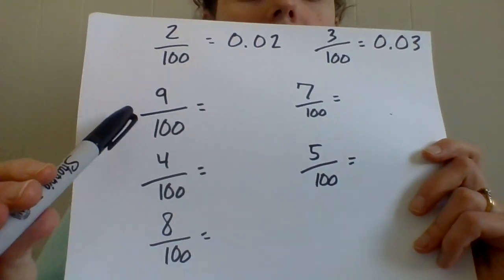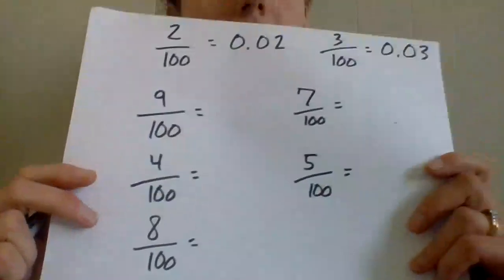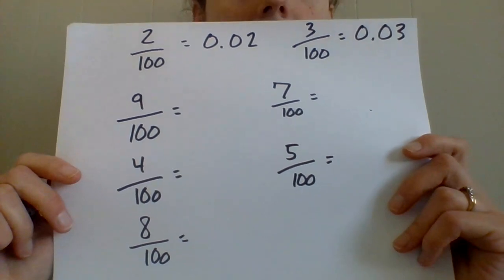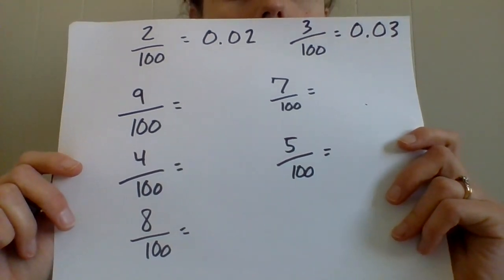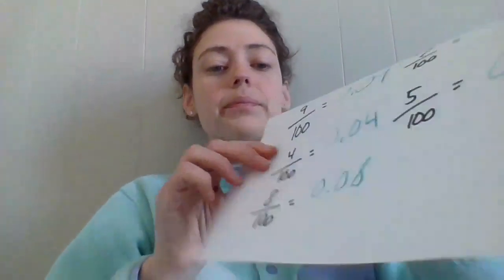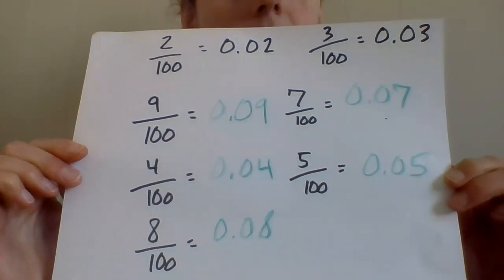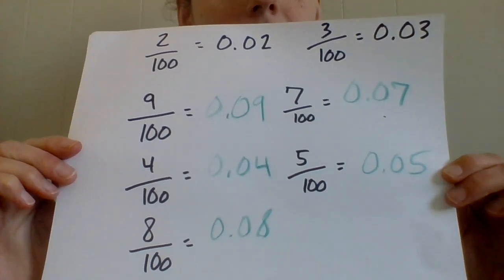Okay, so you guys can try these ones. So 9/100ths, 4/100ths, 8/100ths, 7/100ths, 5/100ths. So if you want to pause that and try that, you can do that. And I'll just write these down. Okay, so how would we write these as decimals? So 0.09, 0.04, 0.08, 0.07, 0.05. Like that. So there we go. So those are the answers there.